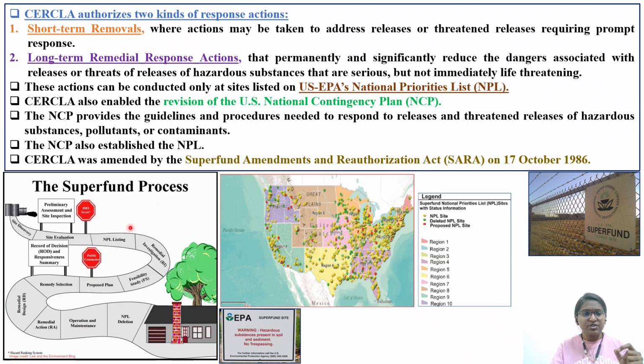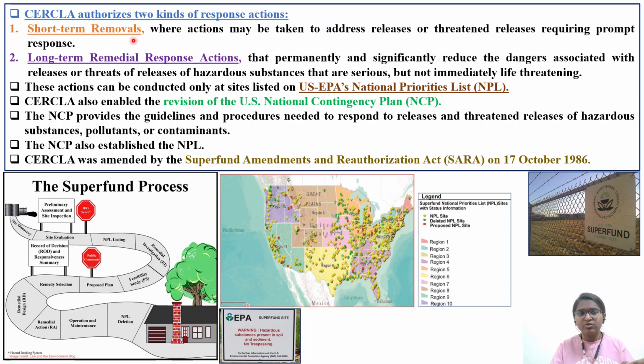Then, in continuation of the Superfund process, see, this is the pathway by which they will identify the site. NPL listing will be there. Then, by following all these steps, risk management and risk strategies, they will decide that this particular site comes under a Superfund site. So we have two kinds of response actions: one is short-term removal, and the second one is long-term remedial response action.